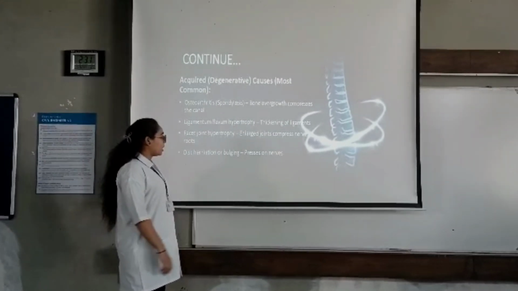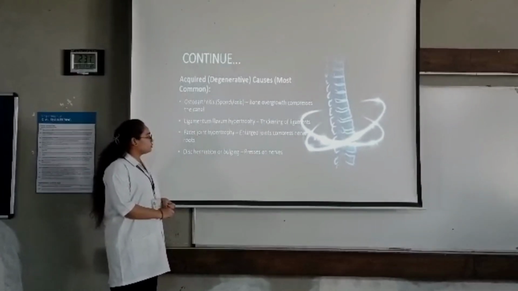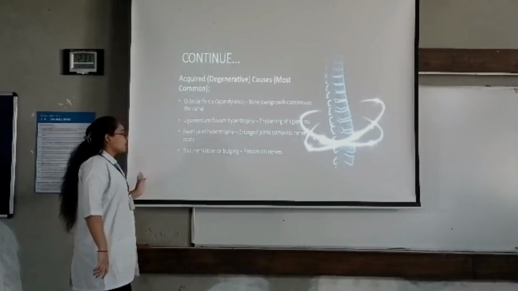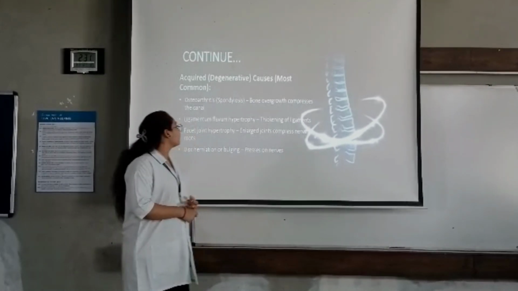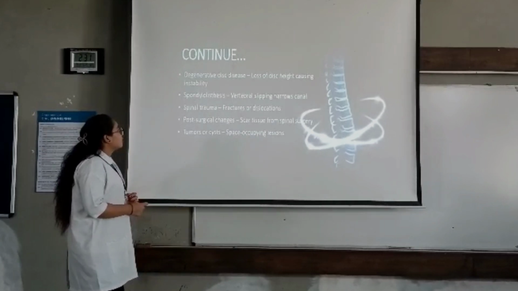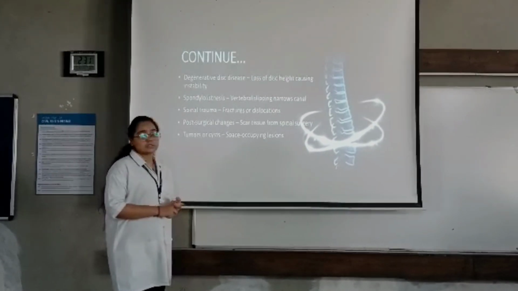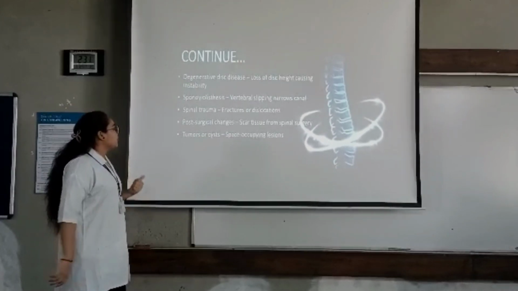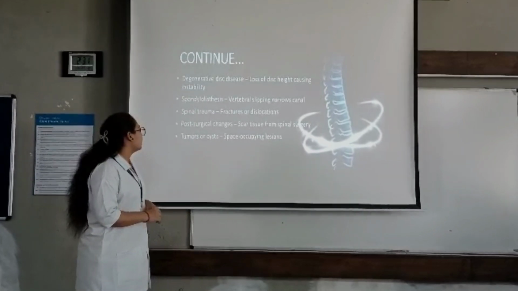Ligamentum flavum hypertrophy is the thickening of the ligament. Facet joint hypertrophy, enlarged joint, compresses the nerve roots. Risk of herniation or bulging disc compresses the nerve itself. Continue with degenerative disc disease, loss of disc height, causing instability in the spine. Spondylolisthesis, a vertebral slipping over, narrows the canal.